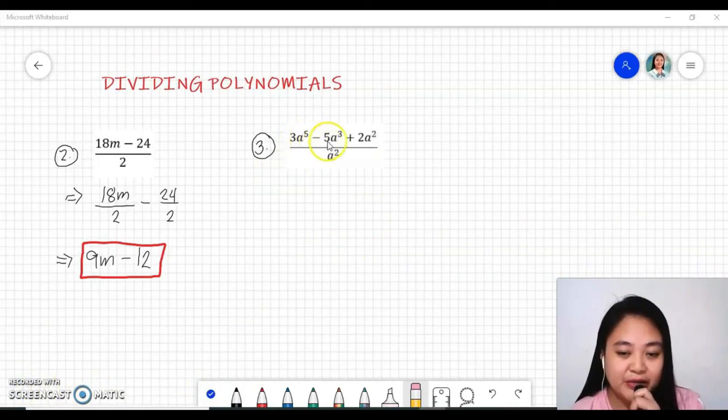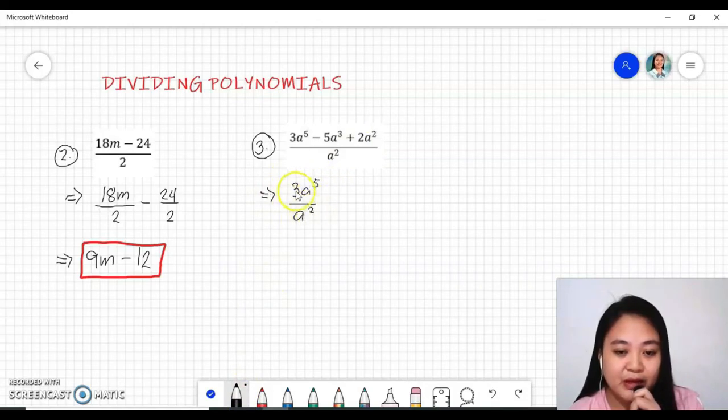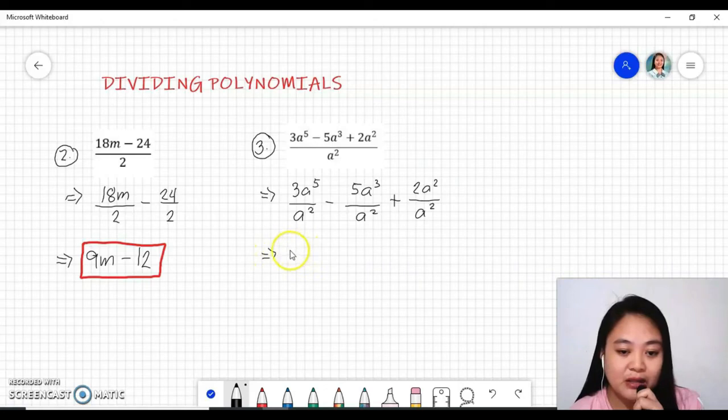3a to the 5th minus 5a cubed plus 2a squared all over a squared. So we will separate first each term and divide it by a squared. So 3a to the 5th divided by a squared minus 5a cubed divided by a squared plus 2a squared divided by a squared. Okay. By laws of exponent, we're going to subtract 5 minus 2.